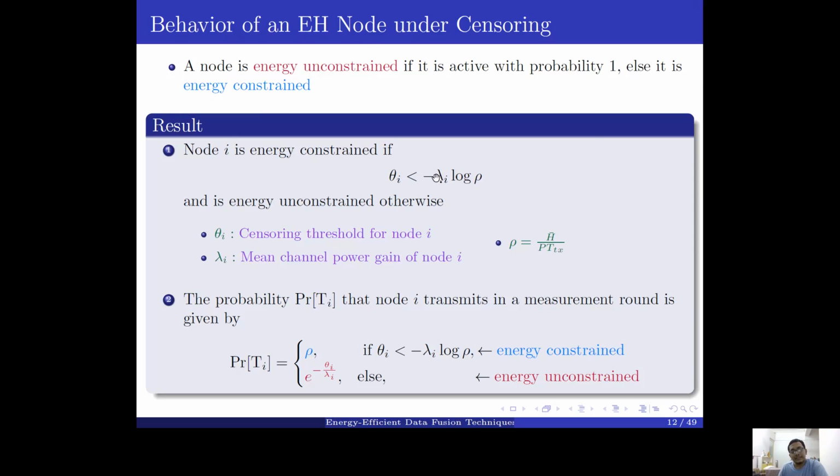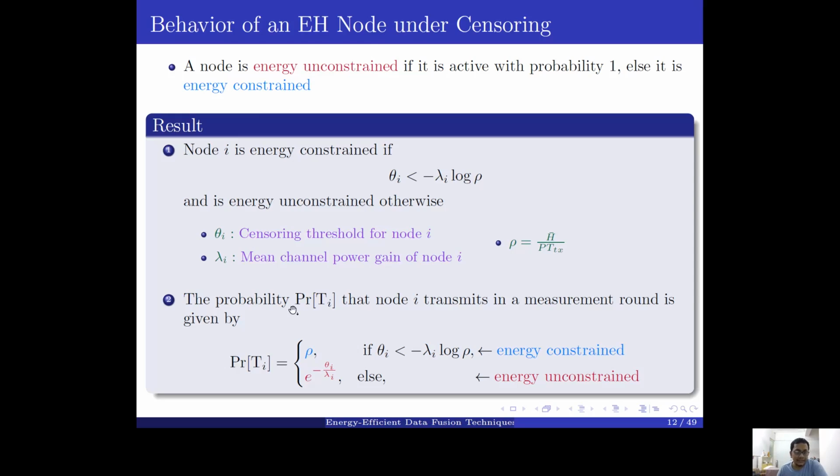This result states that if you censor the node less, that means when theta_i is less than minus lambda_i log rho, the nodes will attempt to transmit more due to the lower censoring threshold. They will run out of energy more often and they will be energy constrained. On the other hand, if you censor the nodes more, that means if theta_i is greater than minus lambda_i log rho, the higher censoring threshold will prevent the nodes from transmitting. They will conserve energy and they will be energy unconstrained.